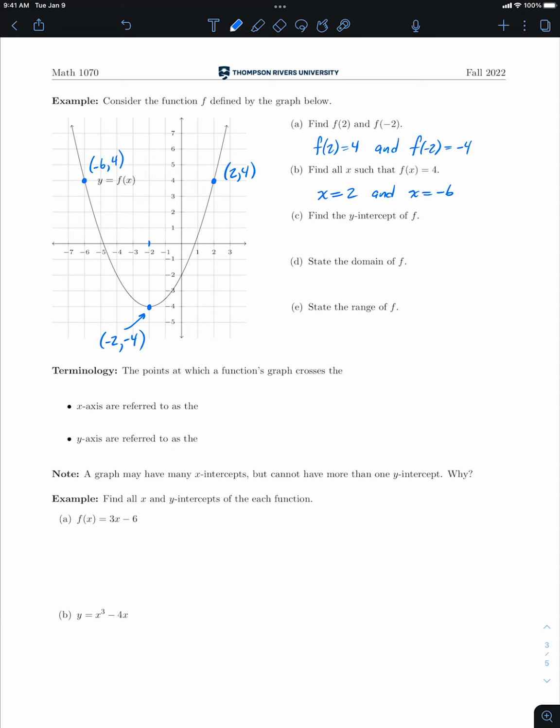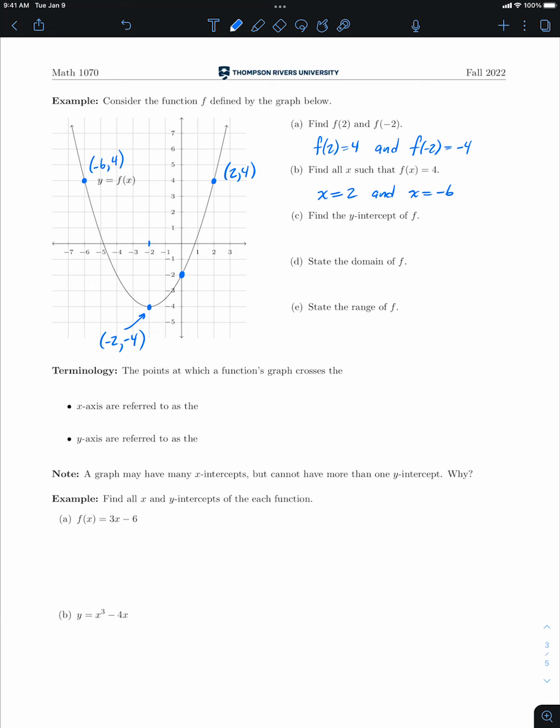Now for part C, we want to find the y-intercept. I'm going to define that formally in a moment, but it's just where the graph touches the y-axis. So here's the y-axis, so you know right where to look. You don't have to look at any of this stuff or any of that stuff. Just look straight at the y-axis and look for where the graph touches it, if at all. It's possible that it doesn't, but if it does, then that's your y-intercept.